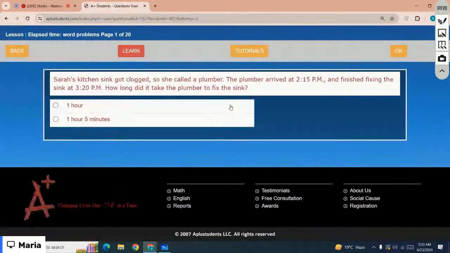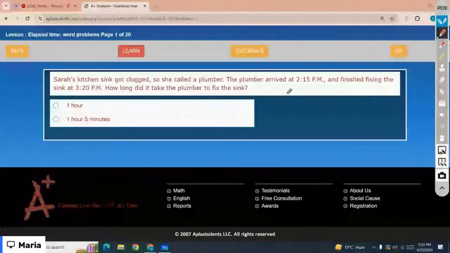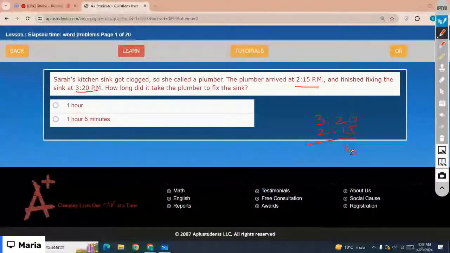Sarah's kitchen sink got clogged, so she called a plumber. The plumber arrived at 2:15 and finished fixing the sink at 3:20 p.m., right? So just subtract the starting time from the ending time. 20 minutes minus 15 is 5 minutes, 3 hours minus 2 is 1 hour. That means he did it in 1 hour and 5 minutes. Got it?